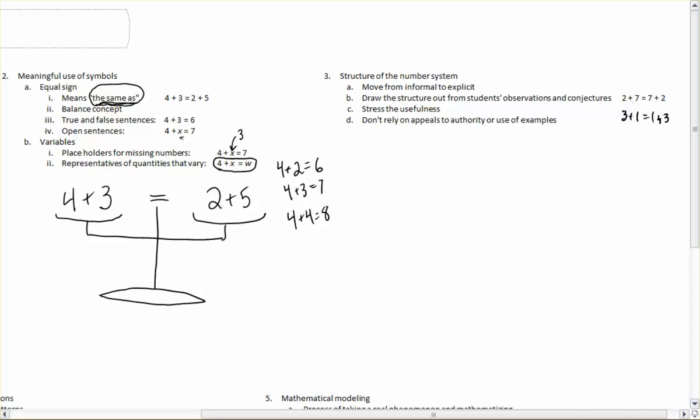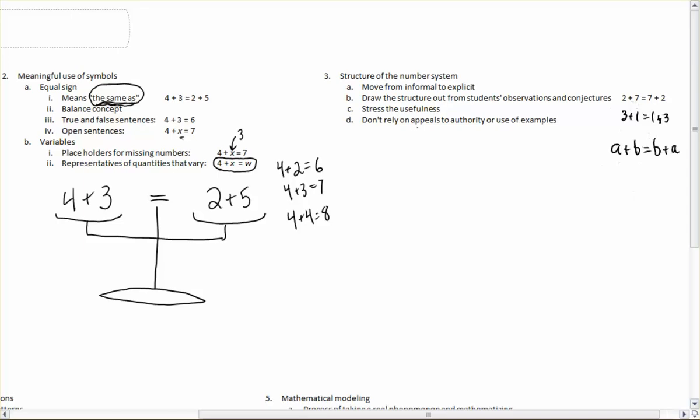What's the goal? The goal is to help kids understand that this is going to be true for all numbers. So a plus b is going to equal b plus a, no matter which number a stands for and which number b stands for. We want to stress that this is a really useful thing for them to know, that this is always true. It means that they can always switch those numbers around whenever they need to. We want to draw this out from students' observations, but we want to make it into a formal thing that they recognize as true for all numbers.